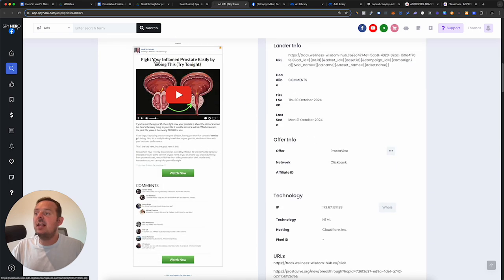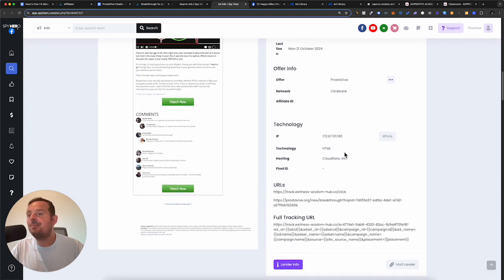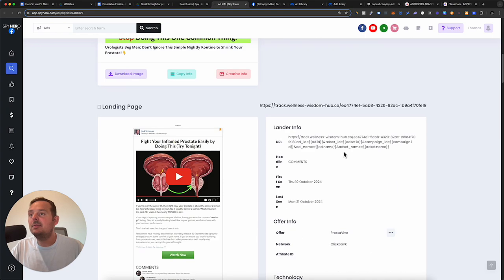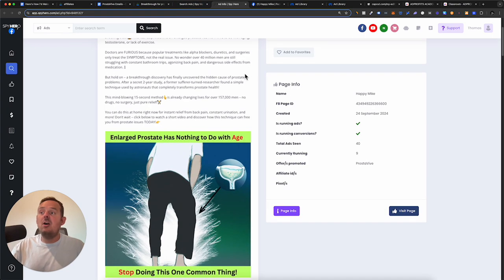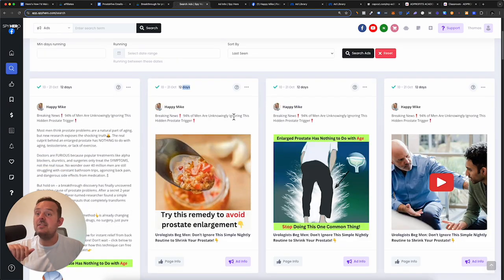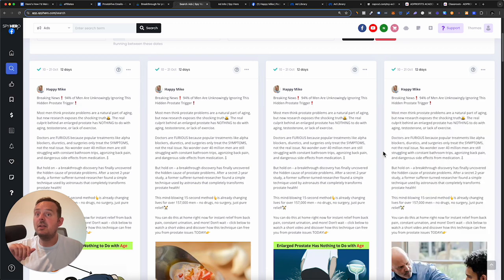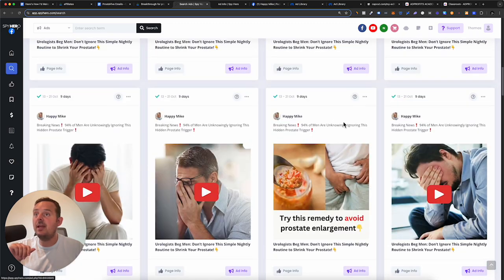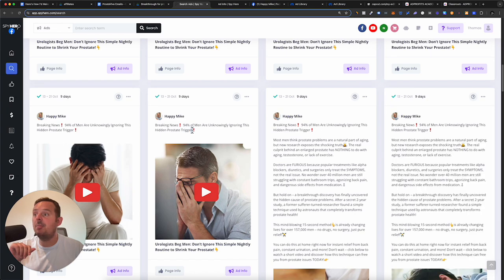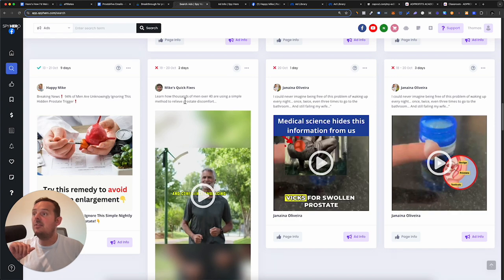Let's have a look and see the lander. So we've got a typical sort of native ads lander is what I'd say this is. Interesting. Okay, so ultimately we have ad copy. Now, I'm not saying this is a winning ad, but we can see the same ad copy has been running 12 days up here, and they're running the exact same copy down here. Mike's Quick Fixes.